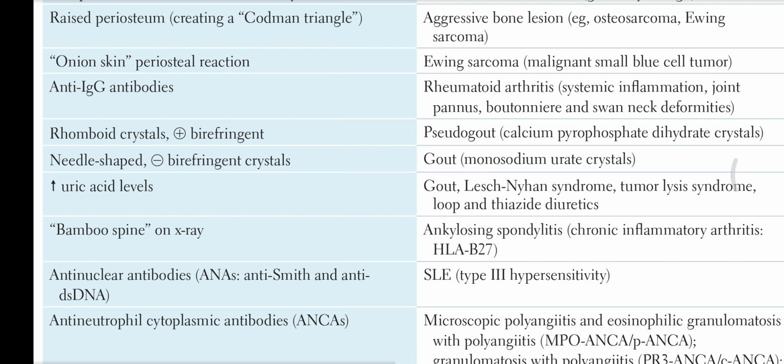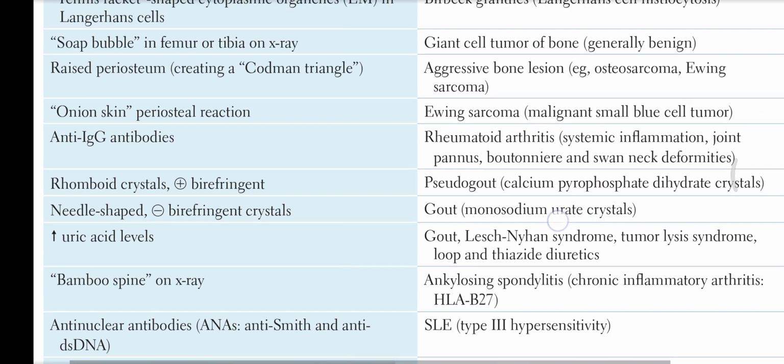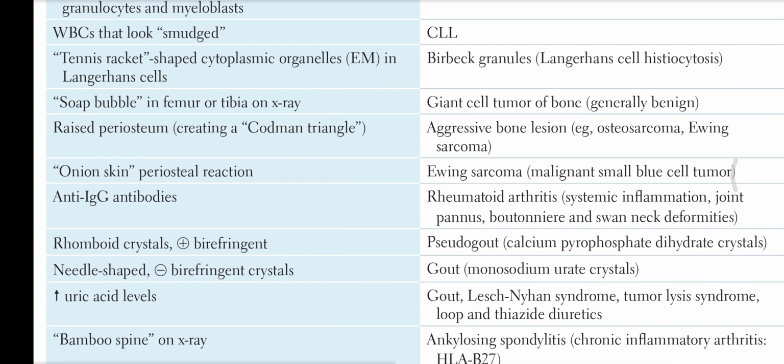Increased uric acid levels can be seen in many cases like gout, Lesch-Nyhan syndrome, tumor lysis syndrome, and loop or thiazide diuretics. Needle shaped negative birefringent crystals, monosodium urate crystals, MSU, are seen in gout. Rhomboid positive birefringent crystals, calcium pyrophosphate dihydrate crystals, are seen in pseudogout. Anti-IgG antibody is in RA, rheumatoid arthritis, with joint pains and boutonniere deformity.